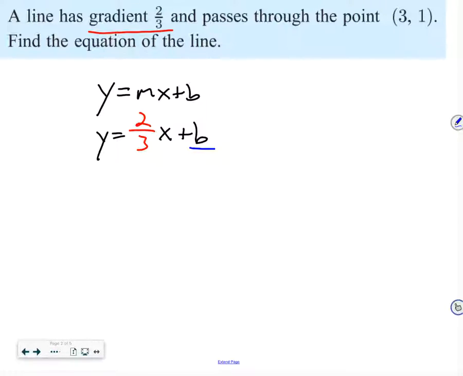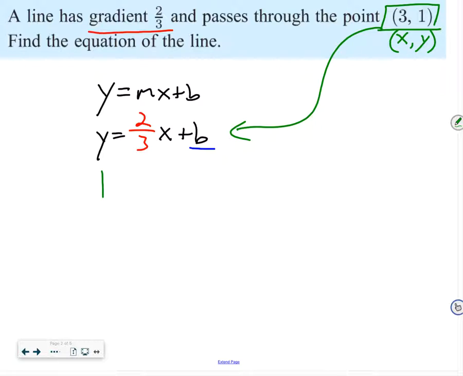How I'm going to do this is I have some other information here. I know that this point must satisfy this equation. Well, this point involves an x and a y. So by substituting them into my equation, I can solve for my y-intercept. Okay, so my y is 1, equals 2/3, and my x value was 3, plus b. So now I have an equation with one unknown, and I want to solve it.